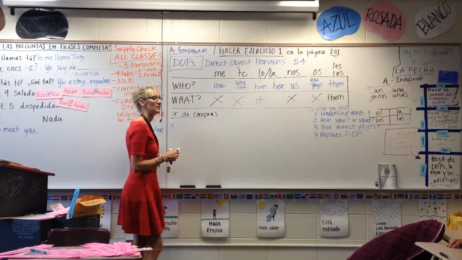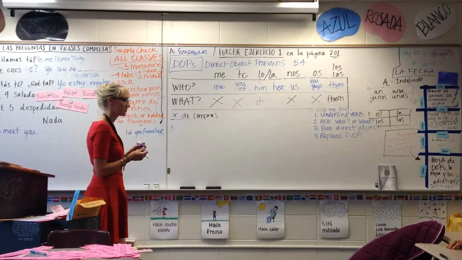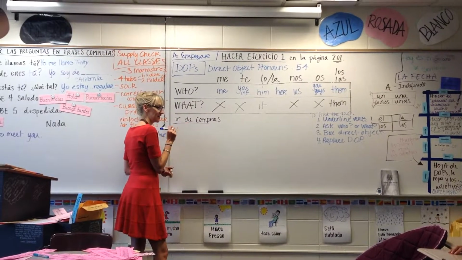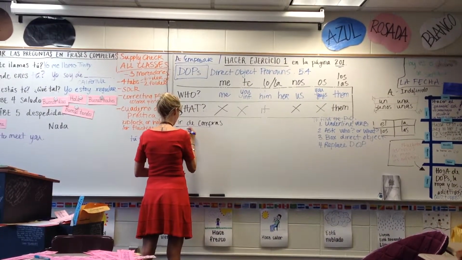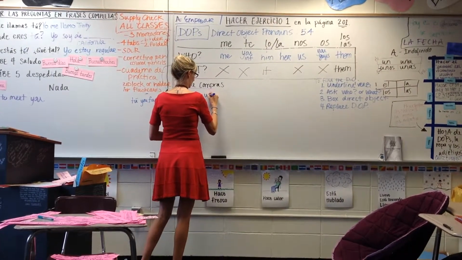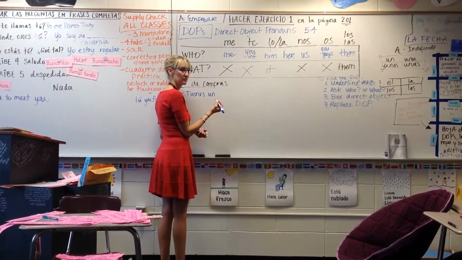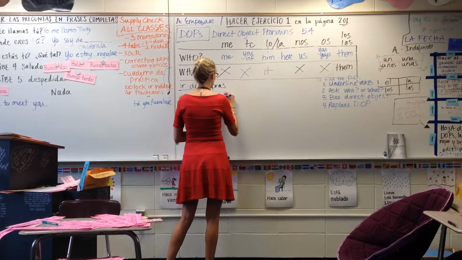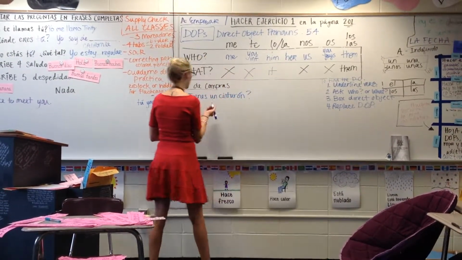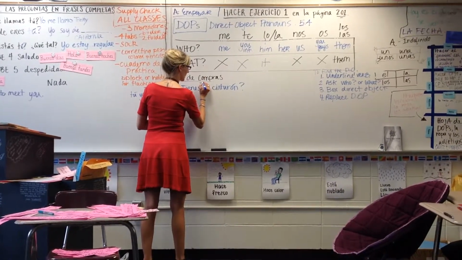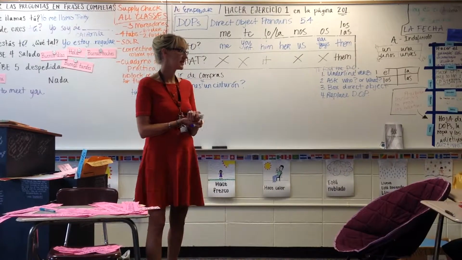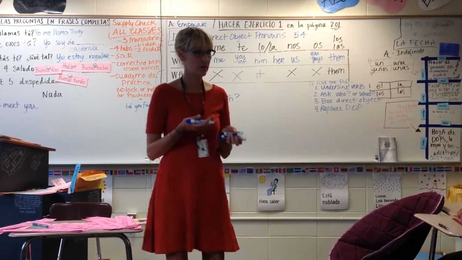Do you have a belt? ¿Cómo se dice? Tienes. Un. Cinturón. Cinturón, muy bien. Tienes un cinturón. And if you wanted to have your personal pronoun in here, it would go right here, because personal pronouns go after the verb in a question. Tienes tú un cinturón. Okay?